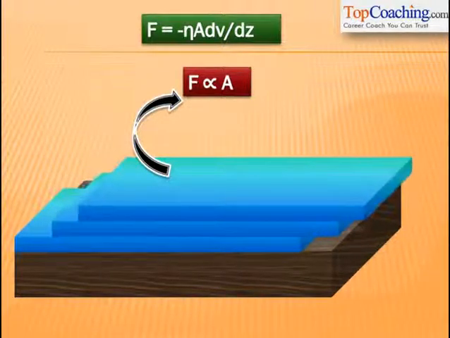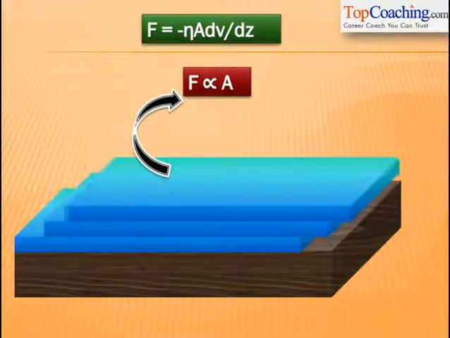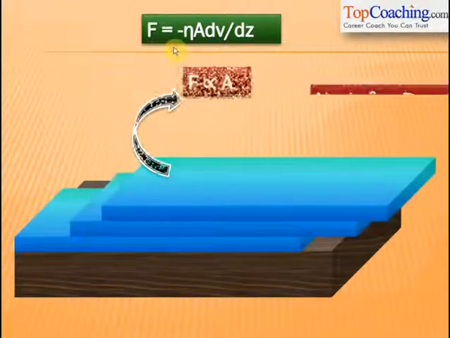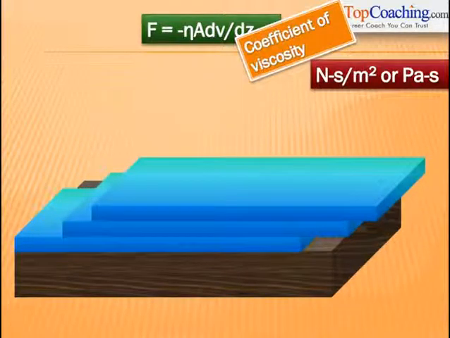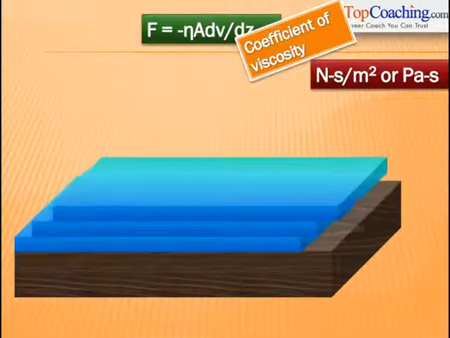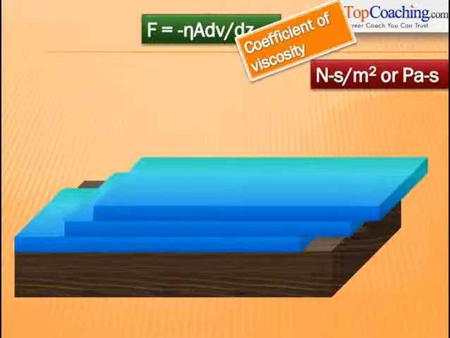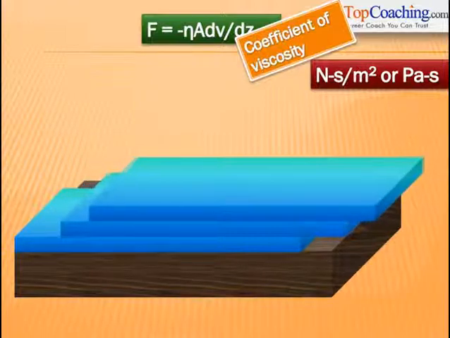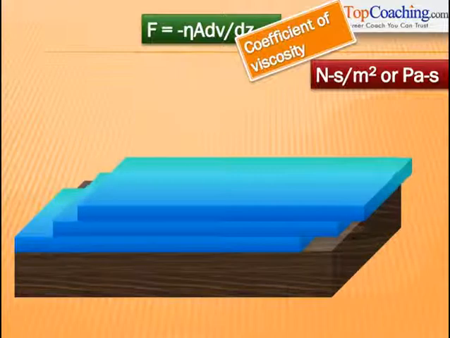This viscous force is minus eta A dV by dz, where eta is constant for any particular liquid. The minus sign has been put in here because the viscous force is a resistive force, isn't it? So it always acts opposite to the direction of the velocity of the layers, V. Eta is also called the coefficient of viscosity. Understood? As I said earlier, it is constant for every substance.